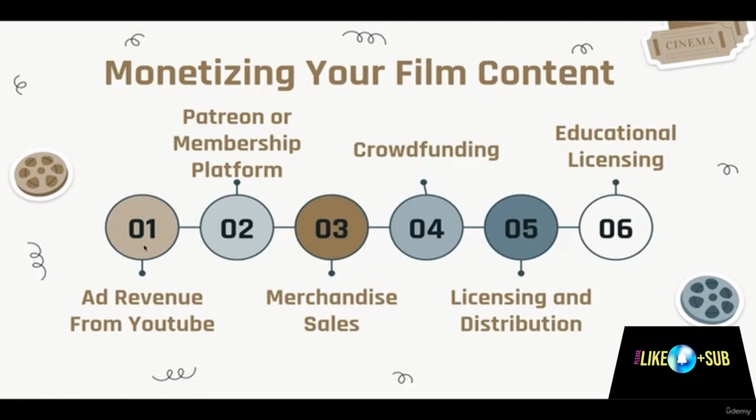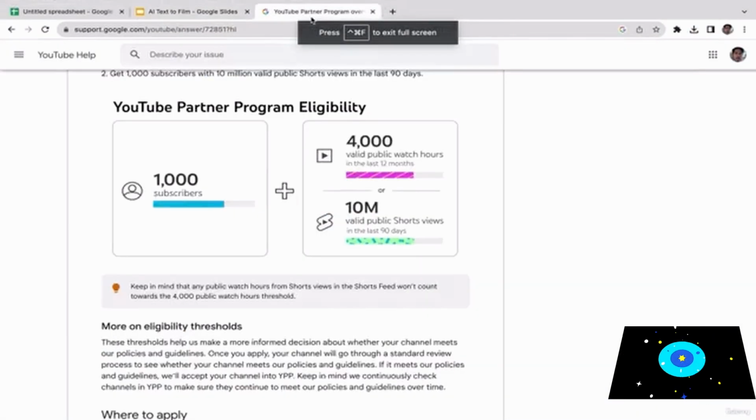Okay, so the first business model is ad revenue from YouTube, right? Once your AI generated films are uploaded on YouTube, you can monetize them through ads. Enable Google AdSense and earn a share of the advertising revenue generated from ads displayed before or during your video. So you will need to apply to YouTube Partnership Program. However, before applying, you need to make sure that you're eligible, alright? So to check your eligibility, just go to this website, guys.